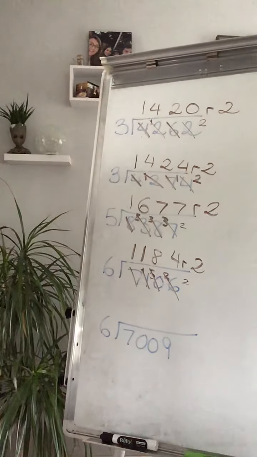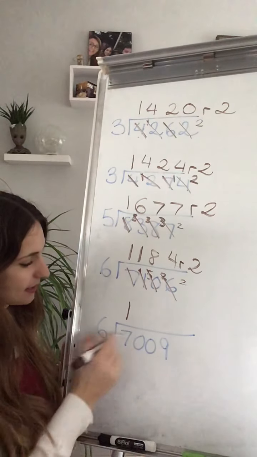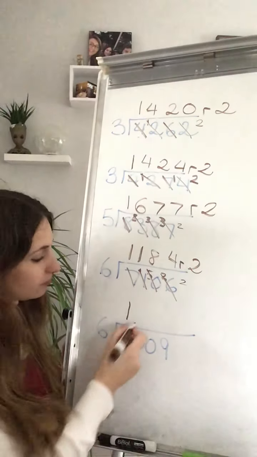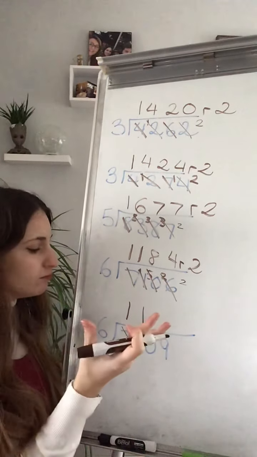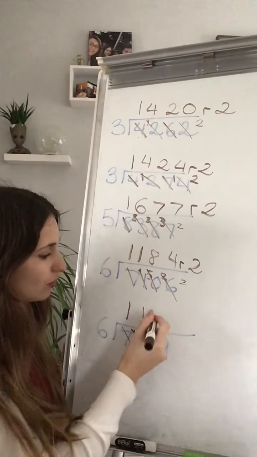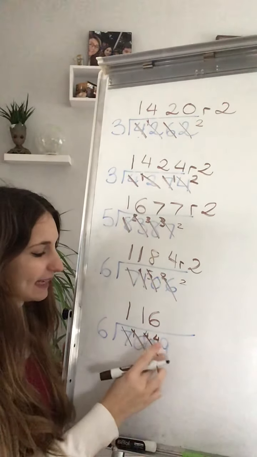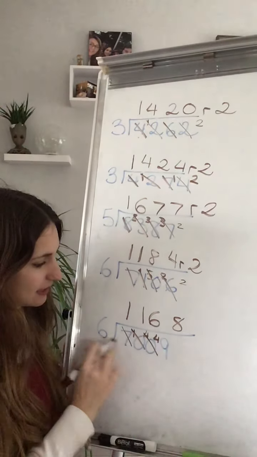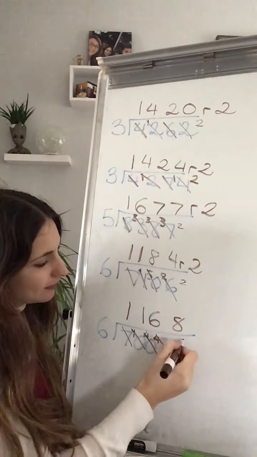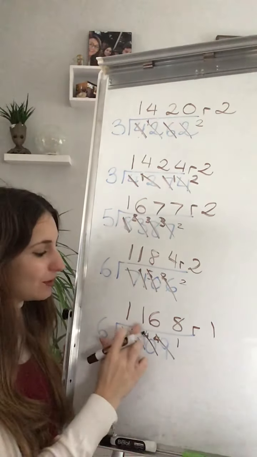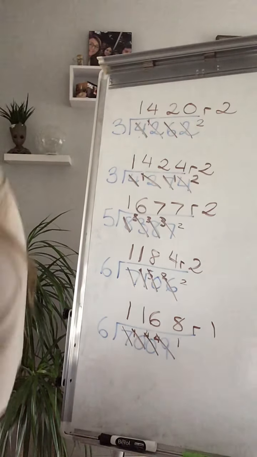And let's go for the last one. 7 divided by 6, 1. 1 times 6 is 6, to 7, 1. 10. 1 times 6 is 6, to 10, 4. I know my number bonds. 40. It goes from 36 to 42. So let's go for 6 times 6 is 36, 37, 38, 39, 40. 49. 8 times 6, 48. 48 to 49, 1. Okay? So your answer should be 1168, remainder of 1.